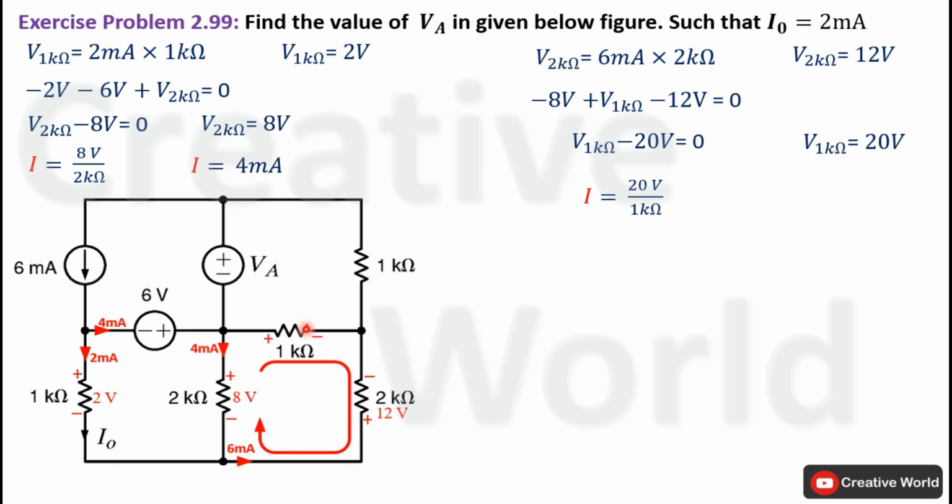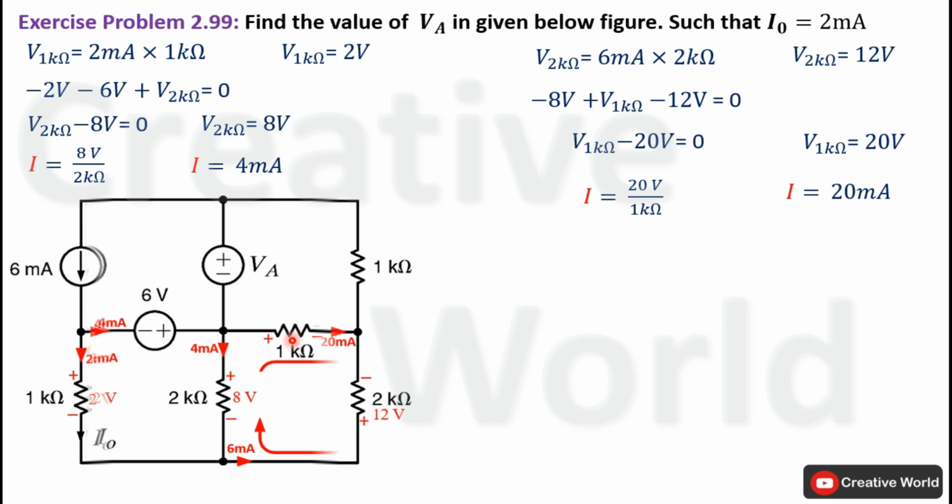So the value of current will be 20 milliampere and the direction of current will be left to right, because in order to make this terminal positive, current should enter from here and leave from here. Modify the network by indicating voltage across this 1 kilo ohm resistance as well as current through this resistance.